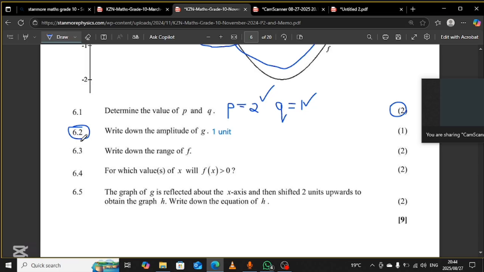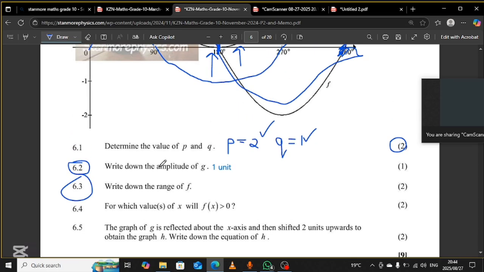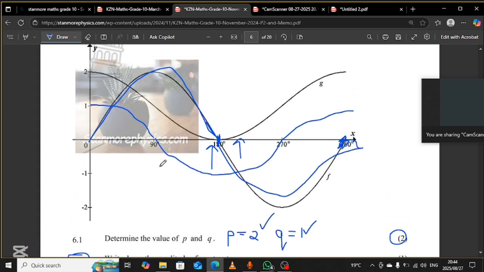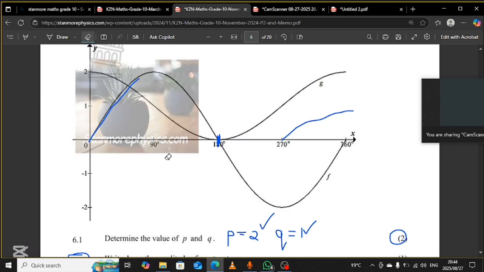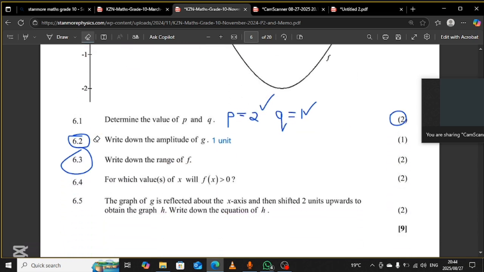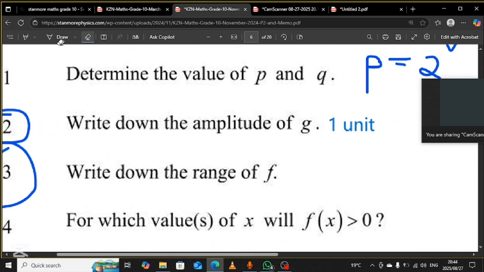So now, our next question is, write down the range of f. Let's see which one is f. F is the same graph. Okay. So we say that the range is included -2 and included +2. So you'll say y is an element of included -2 and included +2.